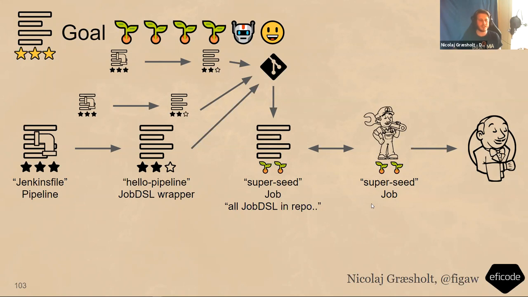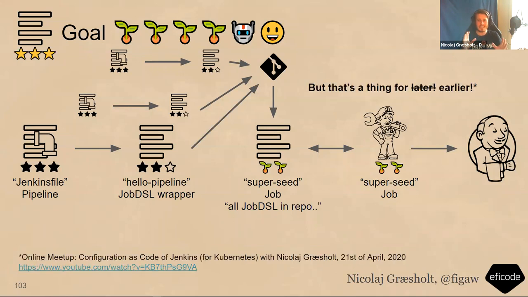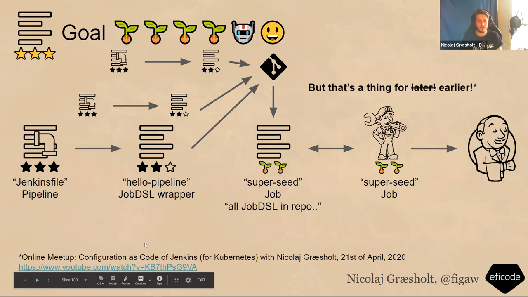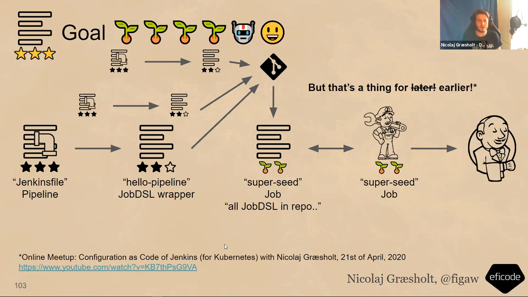I can add that to Jenkins if I'm using Jenkins configuration as code. So no clicking at all, just a readily configured Jenkins with all of my jobs, but that's a thing for earlier. We actually did an online meetup last month, Configuration as Code of Jenkins for Kubernetes. The moral of the story being, if you just get your Jenkins jobs as pipeline JobDSL, and if you just get your Jenkins configured as code, afterwards putting it into Kubernetes is trivial.